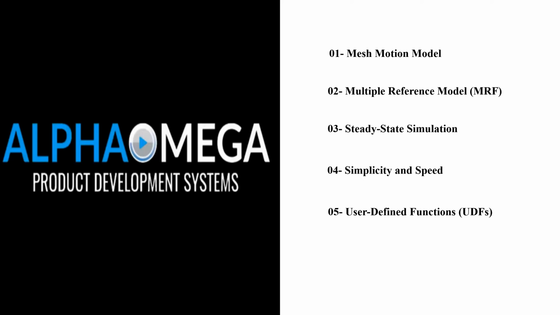It's important to note that the choice between the mesh motion and MRF models depends on the specific requirements of your simulation. The mesh motion model is better suited for transient simulations with moving boundaries, while the MRF model is ideal for steady state simulations of rotating machinery. Let's enter the ANSYS Workbench software.